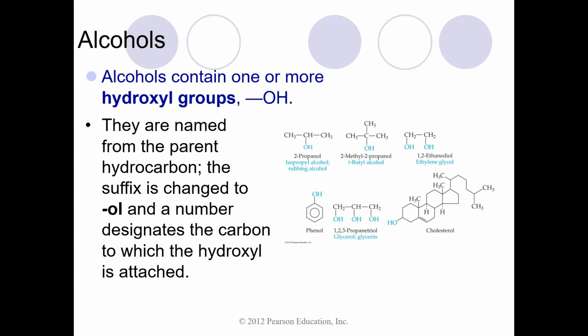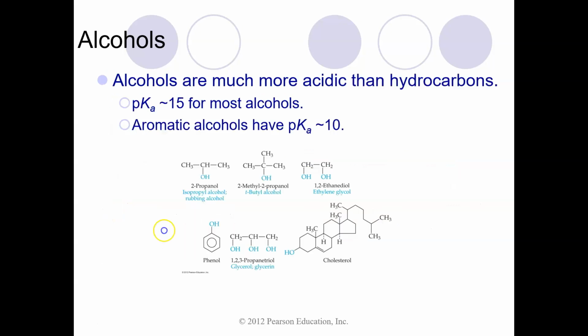All of these pictures here are just some different examples. Again, don't worry about the fact that its suffix is OL. You don't care about that right now because we're not naming them. So alcohols are actually more acidic than alkanes, alkenes, and alkynes, which again is backwards if you're thinking of it like an OH minus, which is just one more example of why alcohols and hydroxides are not the same thing.